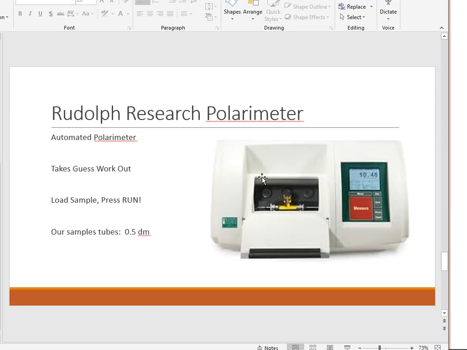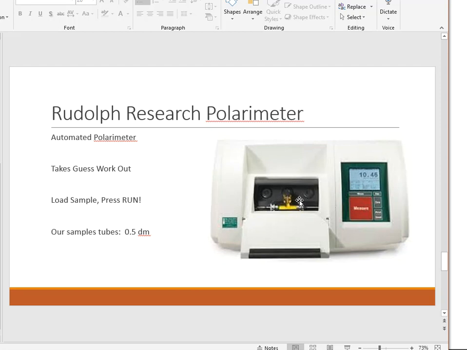Here's the picture of the polarimeter. This is your digital display over here to the side, so it looks like this molecule rotated light positively, or there would be a negative there in front. And it did so with 10.45. So that is a rotation unit that is associated with the molecule and the light energy.